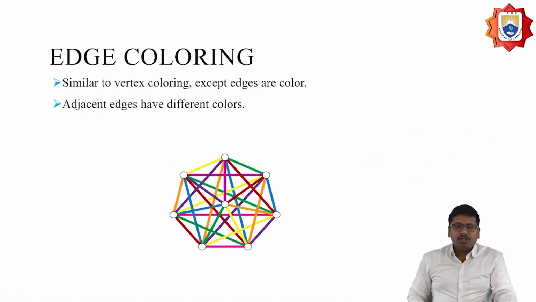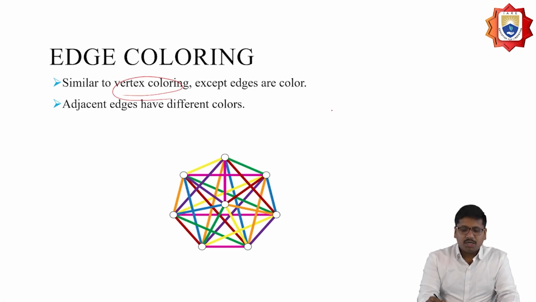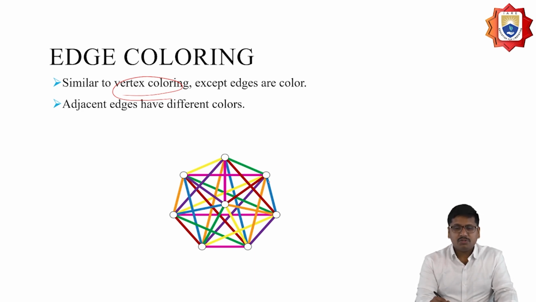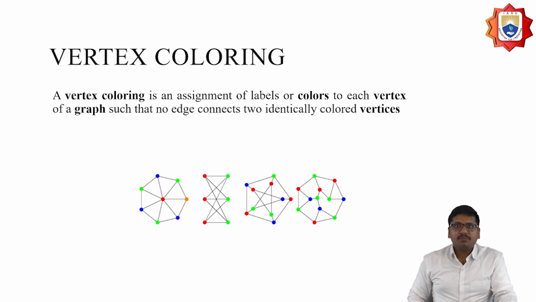Edge coloring should be similar to vertex coloring, except the edges are colored, and adjacent edges have different colors. So if I draw the graph, each graph is going to take different types of edges also, and if I color it, the graph should look like this, colorful with different colors of the edges.